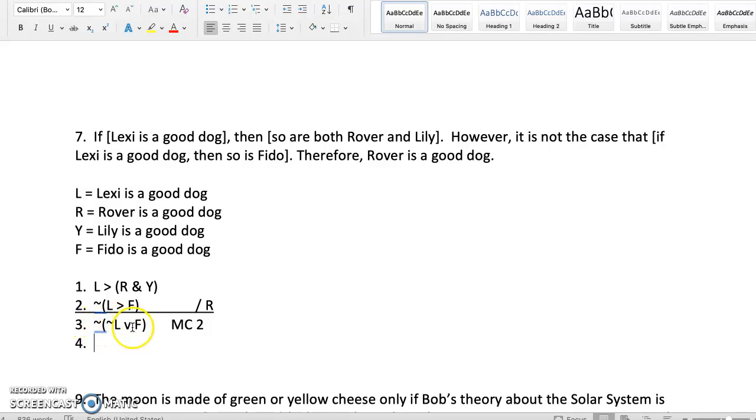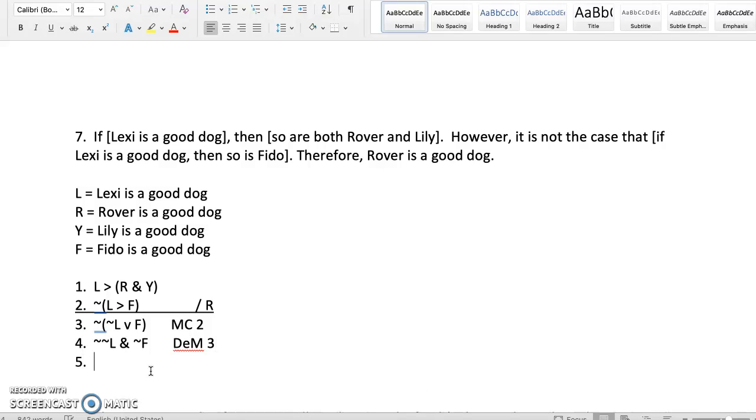So the De Morgan's rule pushes the negation in onto both sentences and changes the disjunction to a conjunction. So this one, since it already has 1, it's going to get 2. Change disjunction to conjunction. Second sentence gets 1. And that's by De Morgan's of 3.